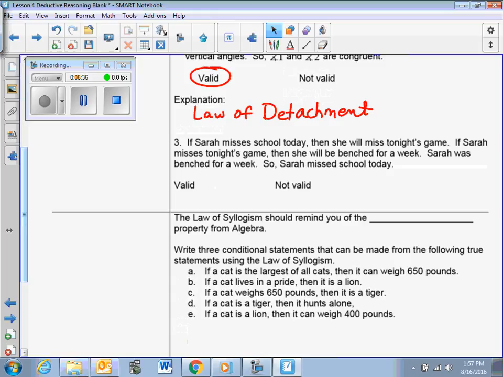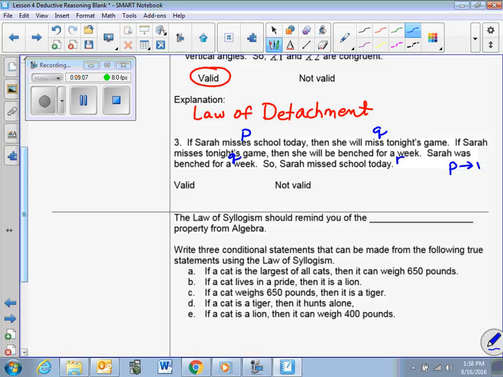If Sarah misses school today, then she will miss tonight's game. All right, this looks like it's going to be a law of syllogism, so let's see if it works out. If Sarah misses school today, that's P, then she will miss tonight's game. There's Q. If Sarah misses tonight's game, there's Q. Then she will be benched for a week. There's R. So let's write over here what we should be able to conclude would be if P then R, right? If we're using the law of syllogism.